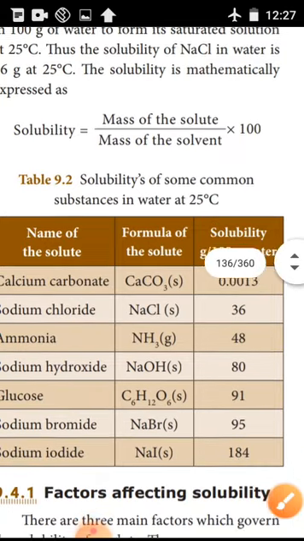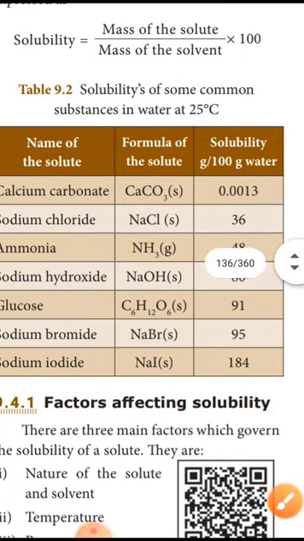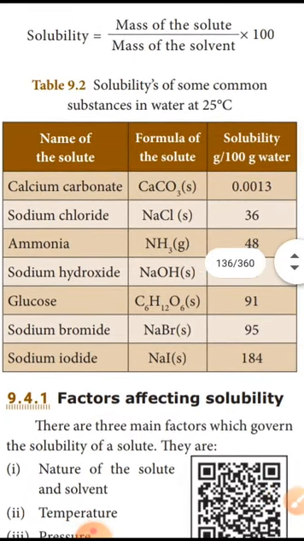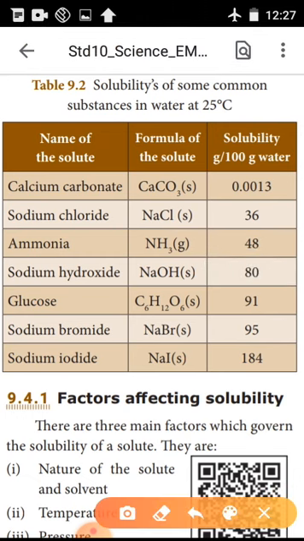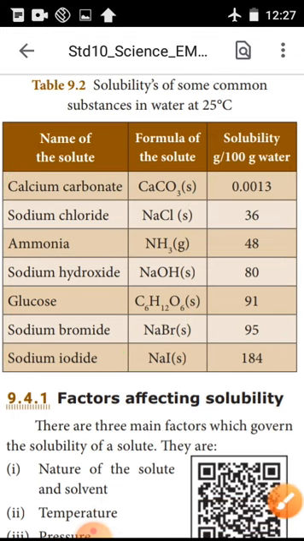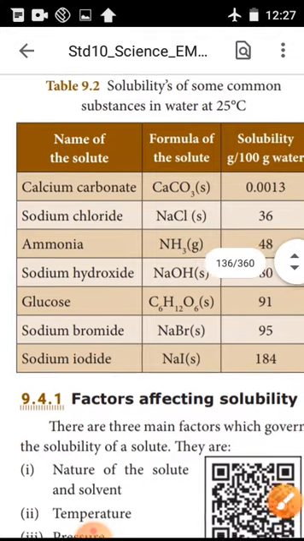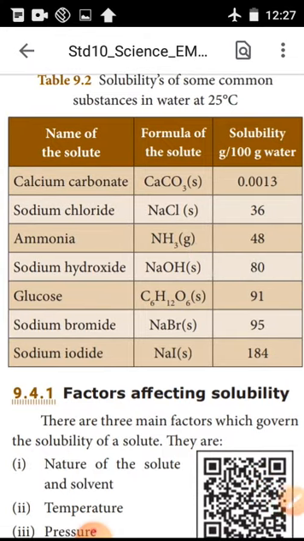The next one, this tabulation. So you have to memorize these solute particles, solubility values and chemical formulas of these substances.